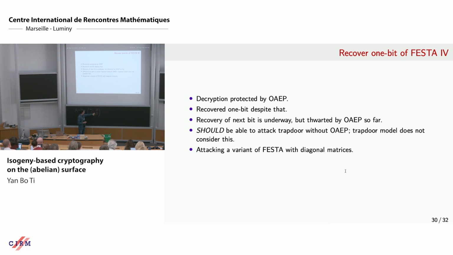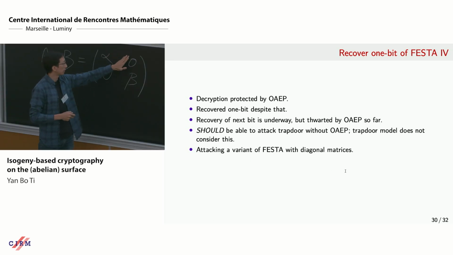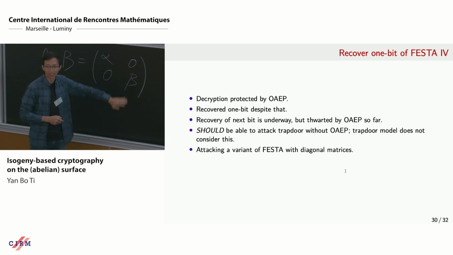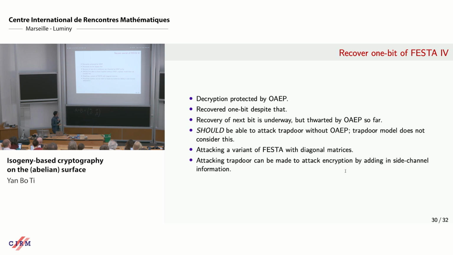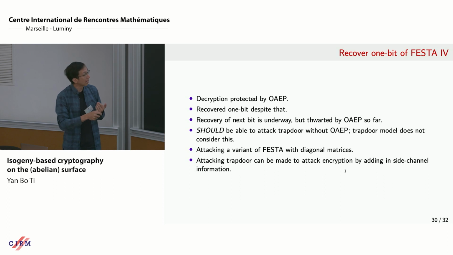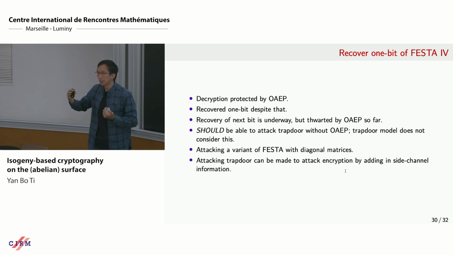are diagonal matrices, whereas in Luciano's talk, you also saw that you can actually have circular matrices. So this is alpha, beta, beta, alpha, yeah. So the question is whether you can extend what we hope to do to more variants. So you can also attack the trapdoor and extend it to attacking the encryption protocol by adding in side channel information. So this just means that, well, we want to know what causes the decryption failure and what can we learn from that. So this is like adding more information to the attack.